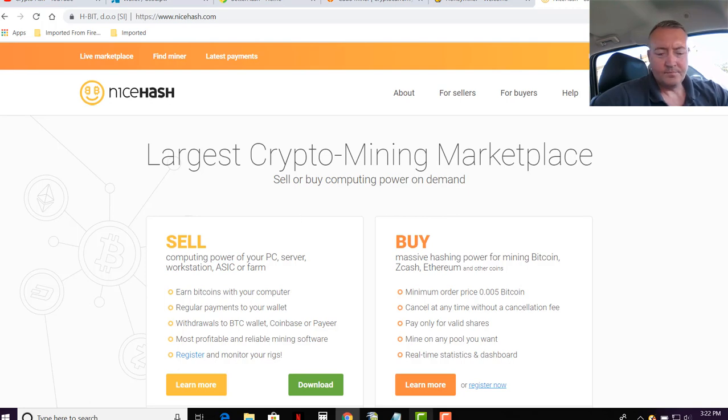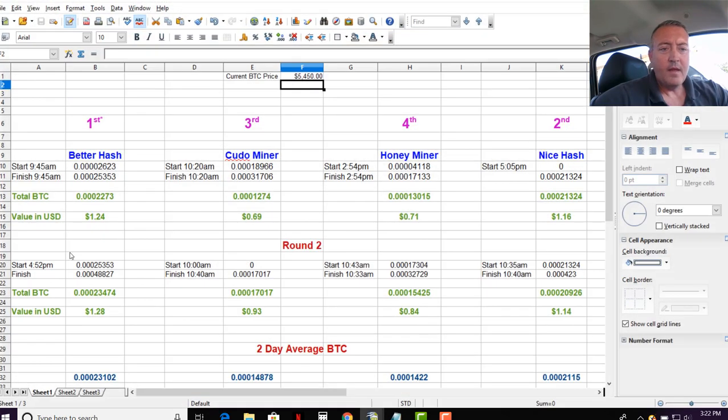All right, so let's pull up my little spreadsheet. As you can see, what I did is I went over 48 hours. This first top row right here is one day after the other, okay? So I went 24 hours on BetterHash, 24 on Cudo, 24 on Honey, and 24 on NiceHash. Then I went over here to round two and went again on BetterHash, Cudo, HoneyMiner, and NiceHash. I did that because I wanted to spread it out over as close to a week as possible, because you never know with some of these miners, they may make it look good the first couple of days in a row you're using it, just to keep you using it. I don't know if that's true or not, but it's just one of my thoughts. So I split it over a five-day period.